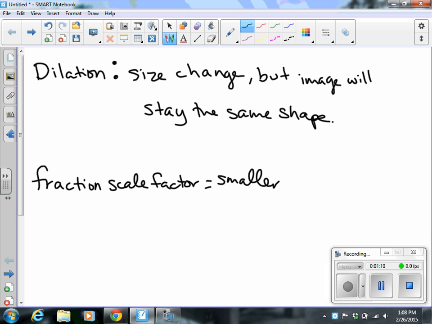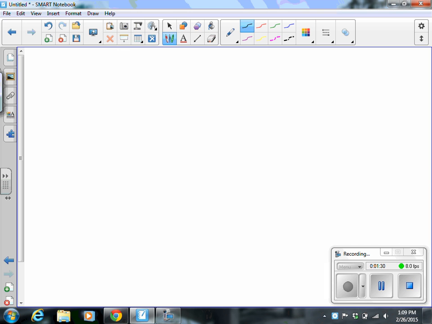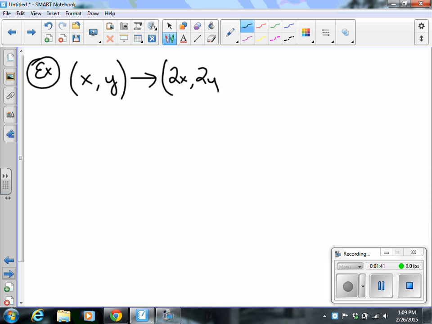Okay, so when you think about a translation, it was x plus or minus some number, y plus or minus some number. You were either adding or subtracting. Well, the dilation takes care of that. The dilation is multiplication and dividing. Let's say for instance, I have (x, y), and then I'm going to go to (2x, 2y). Something to notice, these two numbers will always be the same.